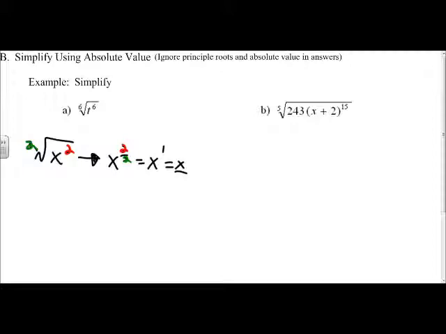Similarly, looking at example A, the sixth root of t to the 6, we could rewrite as t to the, we have this 6 here, that would be going on top, and this 6 here should be on bottom. So it'd just be t to the power of 6 over 6, which is the same as t to the 1, which is just t. So that would be our first example.